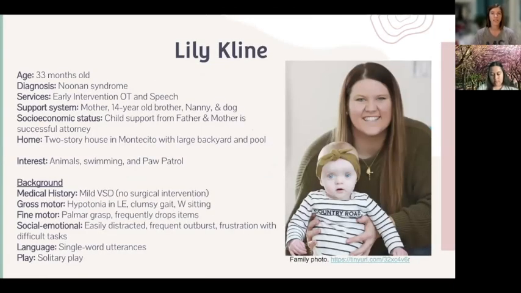So this is our case study. This is Lily. She's 33 months old and she was diagnosed with Noonan syndrome at birth. She's currently receiving early intervention occupational therapy and also speech therapy. Her support system includes her mother, her 14-year-old brother, her nanny, and she has a dog.